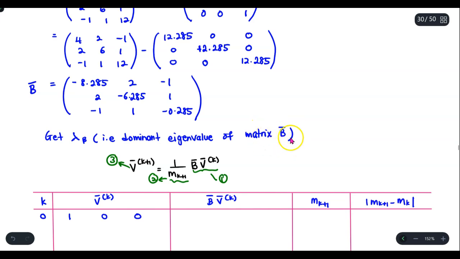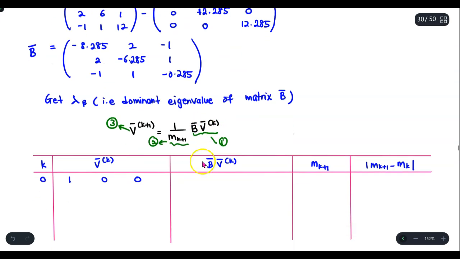You apply the power method to the matrix B, then you get the dominant eigenvalue for the matrix B, which we denote as lambda B. So in terms of the formula, the power method formula would be Vk plus 1 equals 1 over Mk plus 1 times B here, because you apply the power method to the matrix B. So replace A with B in the formula, and then times Vk. Alright, so in terms of table, you are going to have K, Vk, and here you have B Vk instead of A Vk. Okay, and then Mk plus 1, and also the stopping condition here.